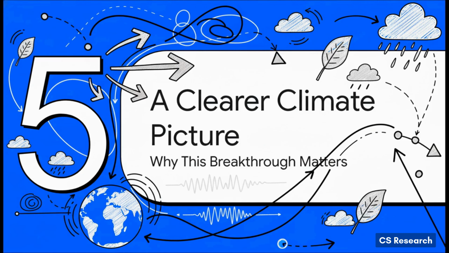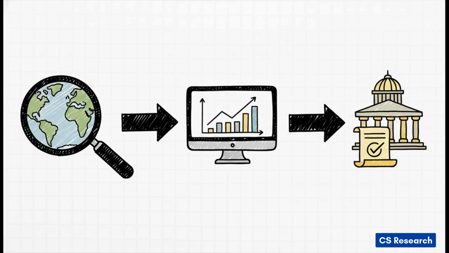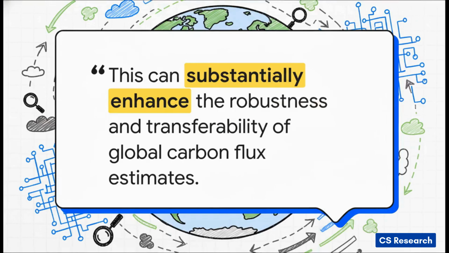But let's connect this back to the big picture. Why does this specific breakthrough really matter for all of us? It creates this really powerful and direct chain of impact. This new AI gives us fundamentally better carbon maps of the world. Those more accurate maps get fed into our global climate models, making them significantly more reliable. And when our models are more reliable, our leaders and scientists can make much smarter, better informed decisions for the future of the planet. The research authors themselves put it best, saying that this work can substantially enhance the robustness and transferability of global carbon flux estimates, which, in plain English, means our ability to map Earth's carbon cycle just took a major step forward.